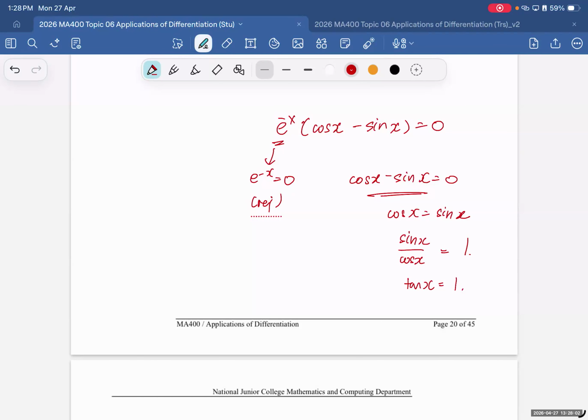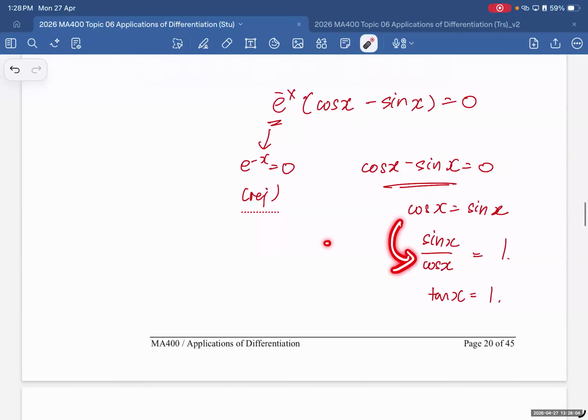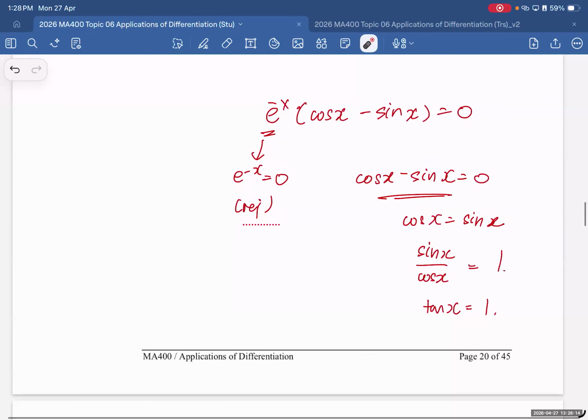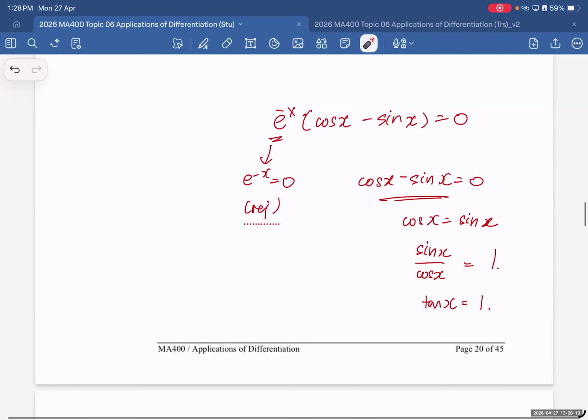How do I get from here to here? I divide by cos x on both sides. Divide by cosine x. Divide. Okay. Then I do part b. So from here, alpha is tan inverse 1.